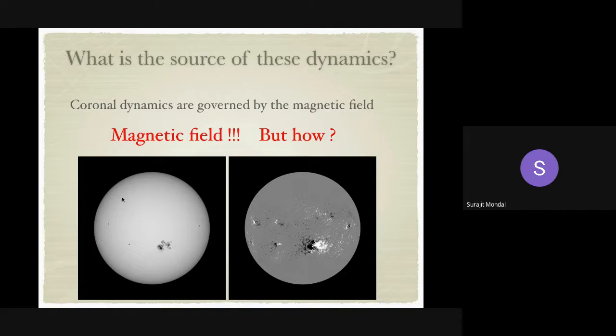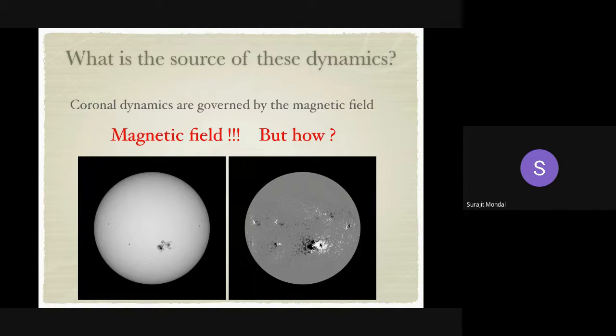So this is the sun observed using the iron line. Okay, there are these sunspots which can be seen here. Now, if you try to extract the line of sight magnetic field, you see that at the location of these spots, there are oppositely directed field lines. The white and the black regions show the opposite direction of the field line.